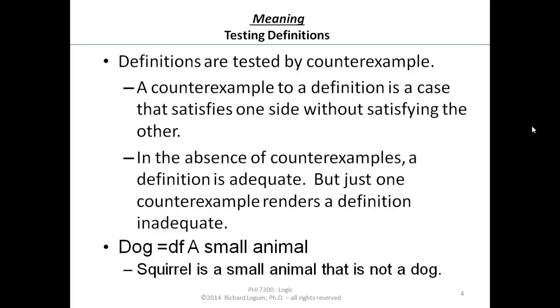If we couldn't find any counterexamples, we would have to assume that it is a good definition.